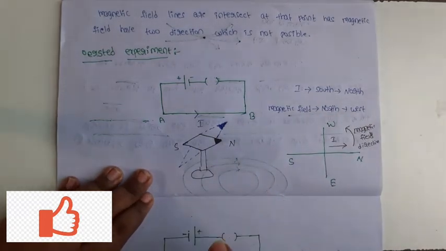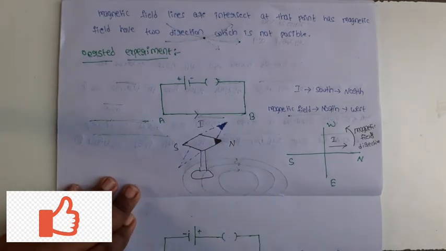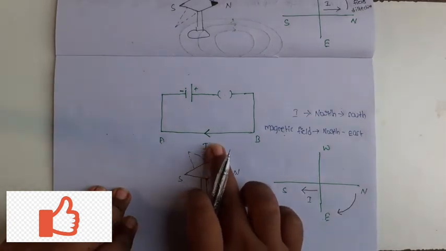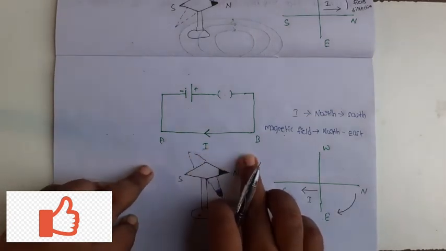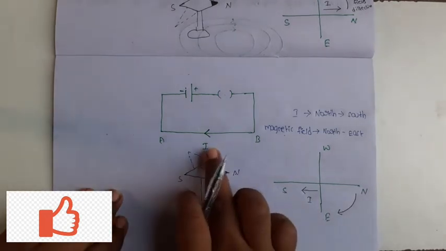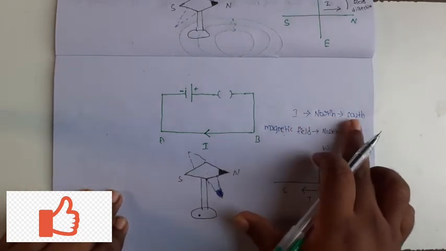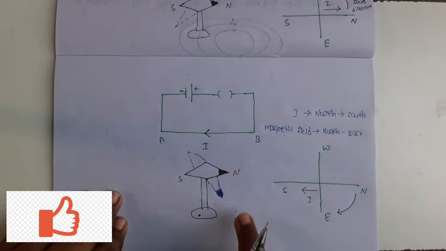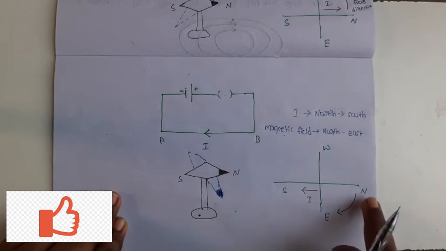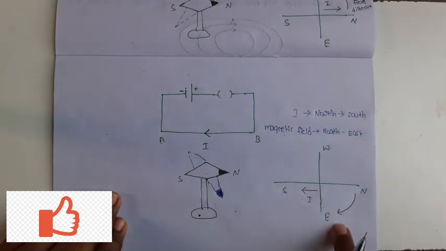After that, he repeated this experiment and changed the current direction. Now the current direction is reversed. Suppose in a conductor current flows from north to south direction, then the magnetic needle is deflected towards the east direction, or the magnetic field direction is north to east direction. That is the second point.